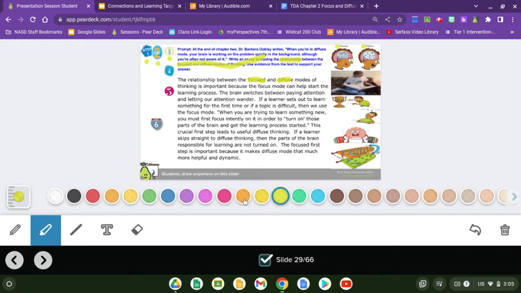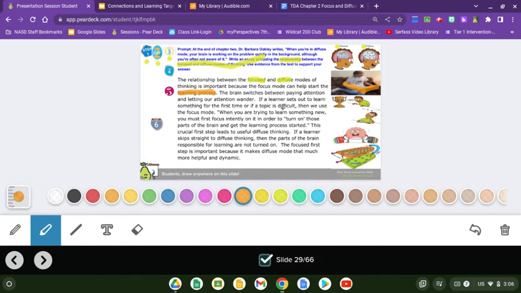Well, I'm going to switch up my colors now. The learning process and starting it looks like it's being illustrated for us with a photo over there, a photo of that girl reading the book. Let's highlight that book with a letter V here. The brain switches between paying attention and letting our attention wander.